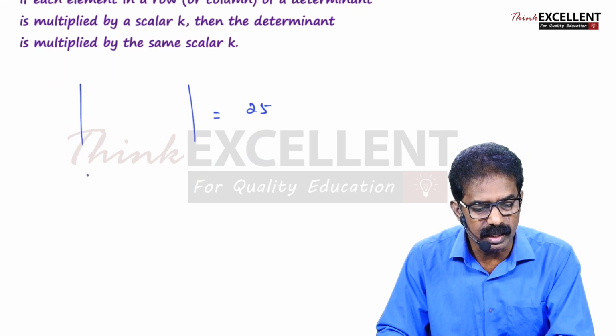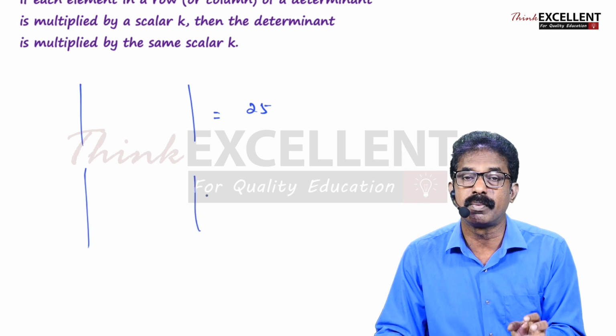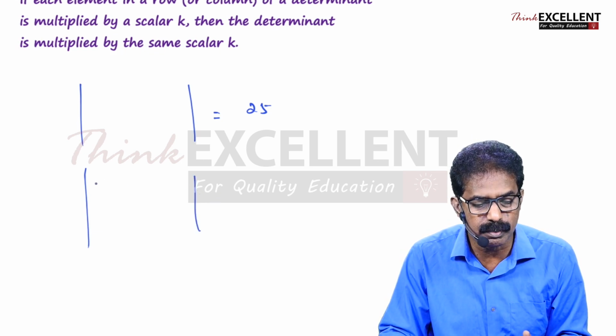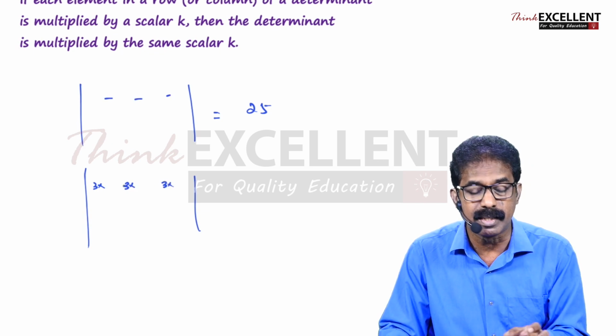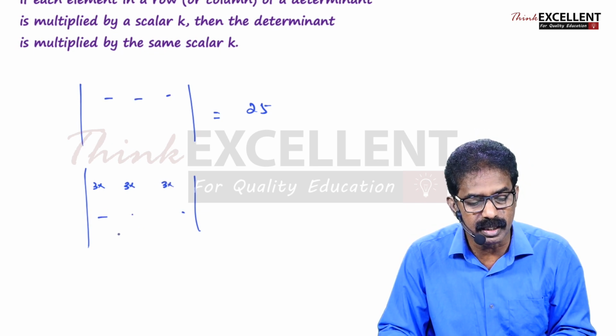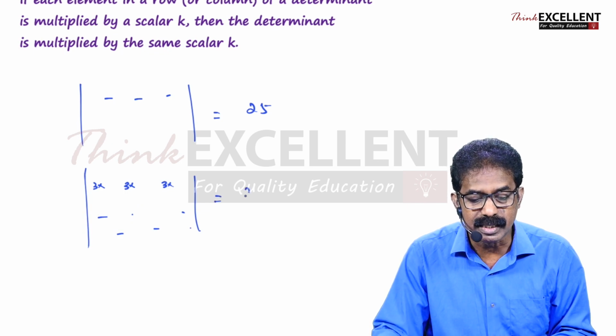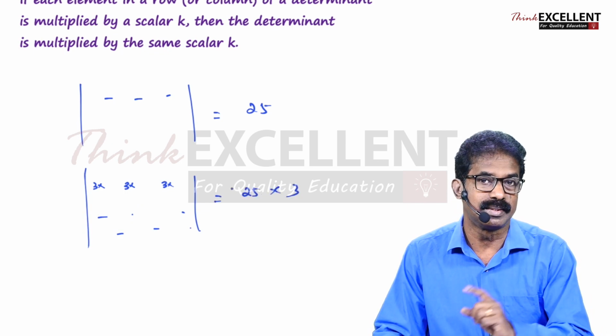What we do here, first row alone, I am multiplying by say 3. First row elements alone, only the first row element, whatever we have here, I multiply by 3. No change in the remaining. Then the answer also is multiplied by the same scalar.